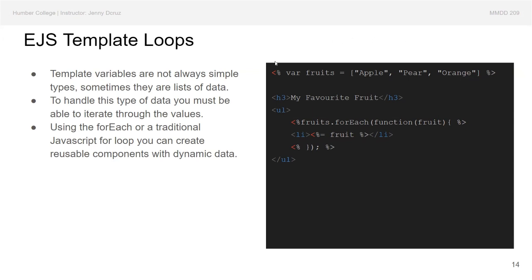Okay, so template variables are not always simple types. Sometimes they are lists of data or arrays of data. To handle this type of data, you must be able to iterate through the different values that you have, all the different first names, last names, and date of births. So by using the forEach or a traditional JavaScript for loop, you can create reusable components with dynamic data.